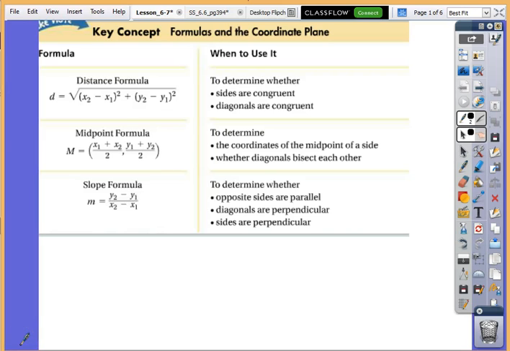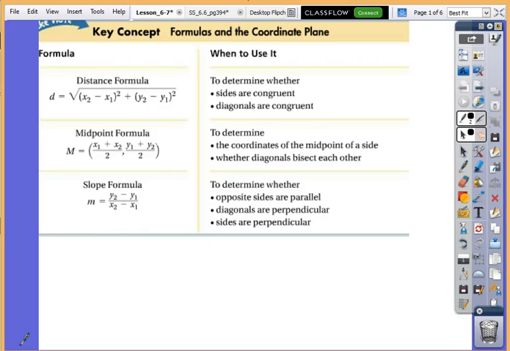Today we're going to be using the coordinate plane to decide what type of quadrilateral a certain four-sided figure is. And we might even work with some triangles. So we're going to need to go back and use some of our coordinate plane tools that maybe we've forgotten. Distance formula: if you need to determine whether sides are congruent or diagonals are congruent, the distance formula is a really good thing to use because it'll tell you how long a segment is.